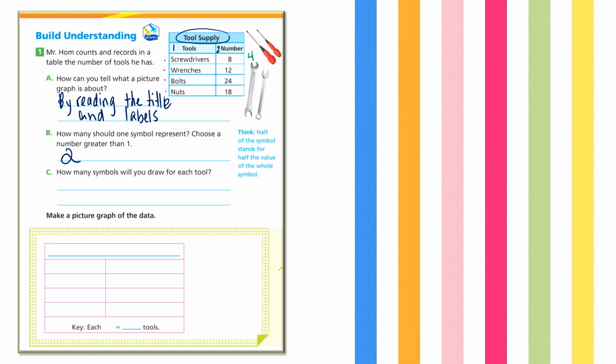What about for the wrenches? 12 divided by 2 is 6, so I would draw six symbols. What about the bolts? I have 24. What times 2 is 24? 12. 12 times 2 is 24. And then 18. I know that 9 times 2 is 18, so I'm going to draw 9 symbols. Okay? So let's go ahead and you can write that in here. But let's go ahead and fill in our picture graph.